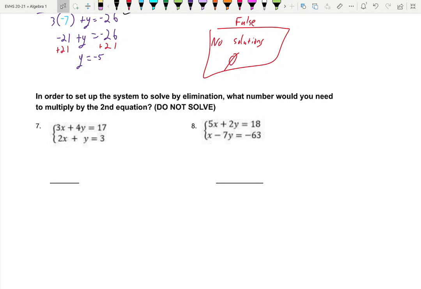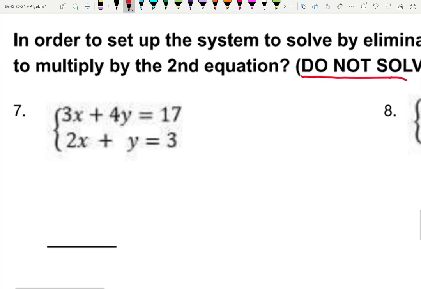Okay, number 7. Again, we're not going to solve these, but we're going to take care of that very first step that we had said we're not going to use very often. Again, you'll notice that neither the x nor the y have a common coefficient. So we're going to have to set that up. Now, I could choose several different options of going here, but I'm going to go with the simplest one.